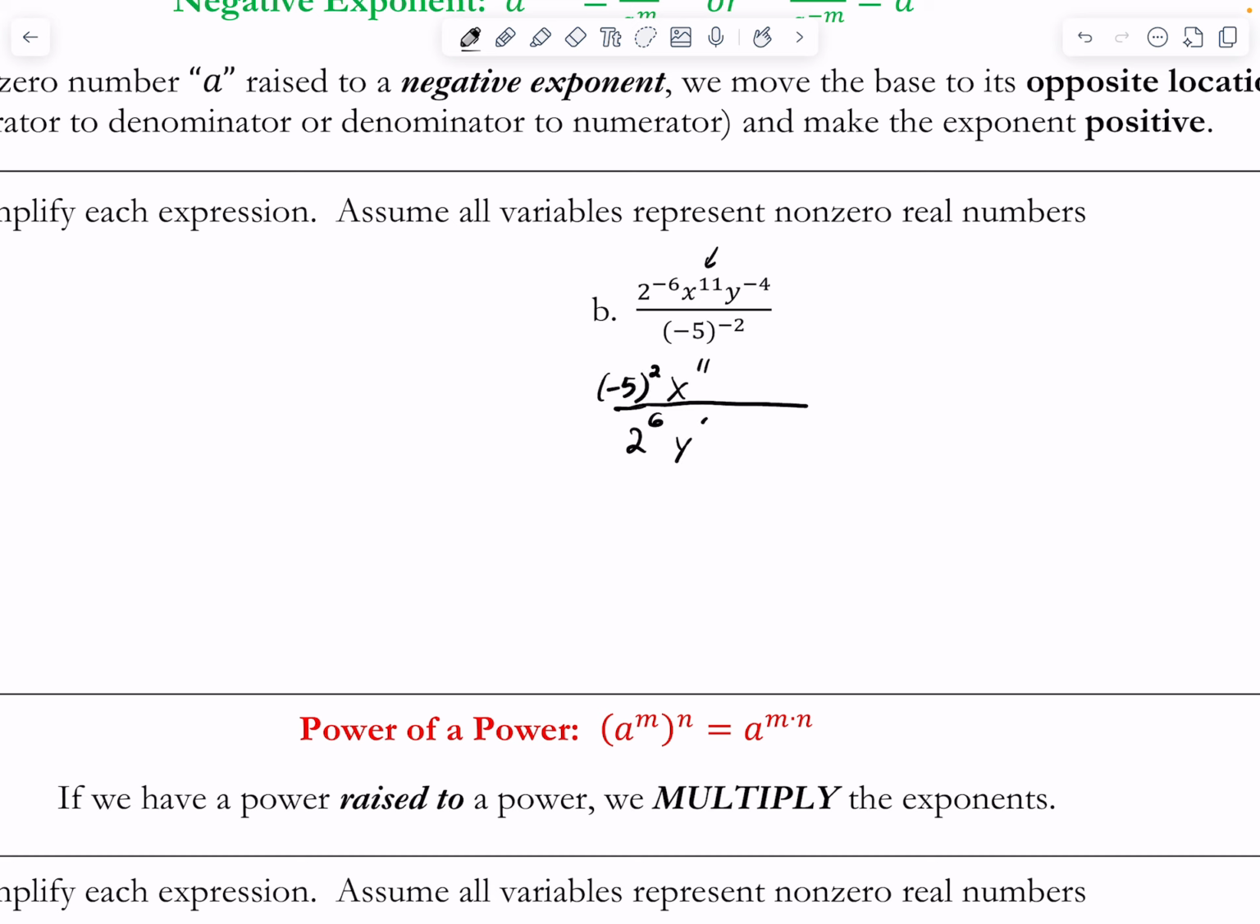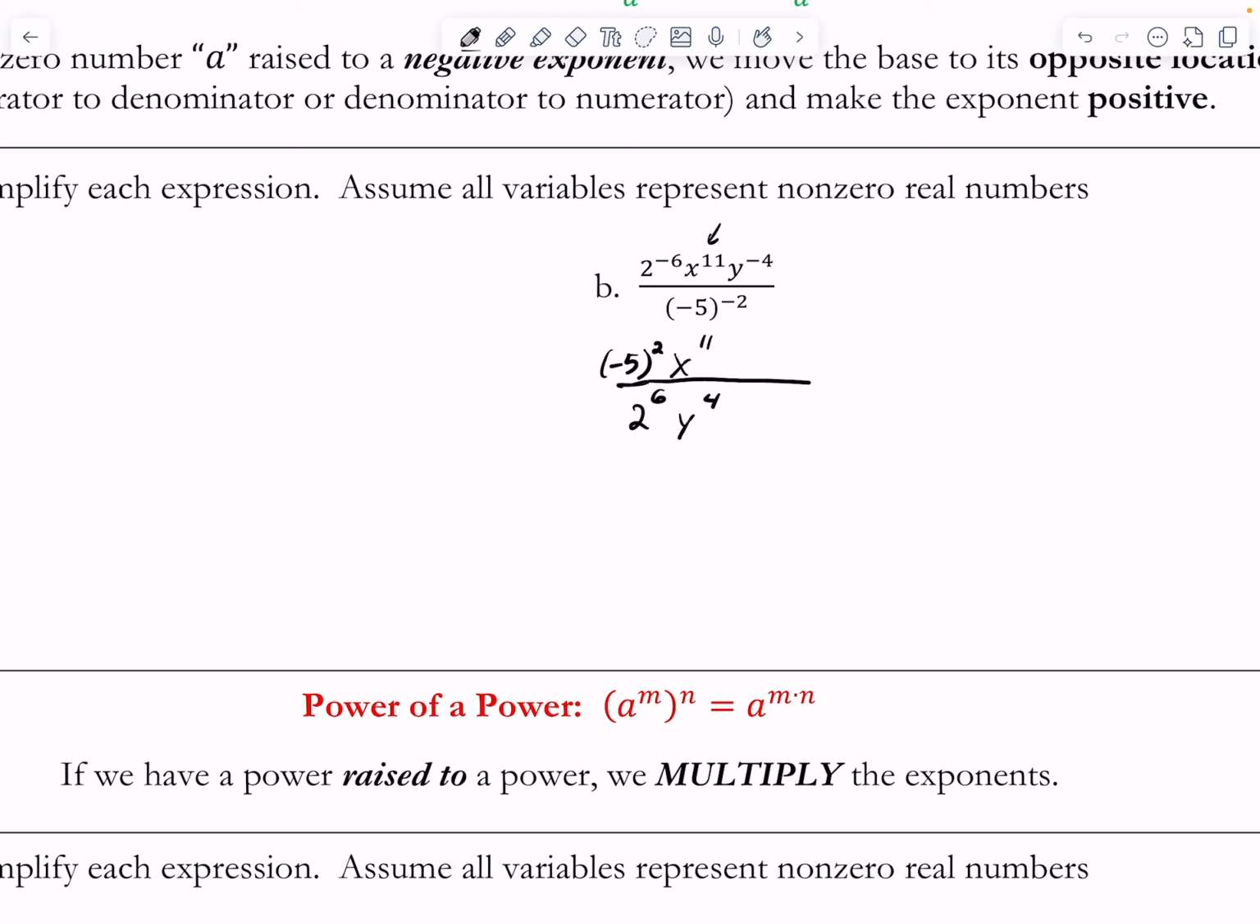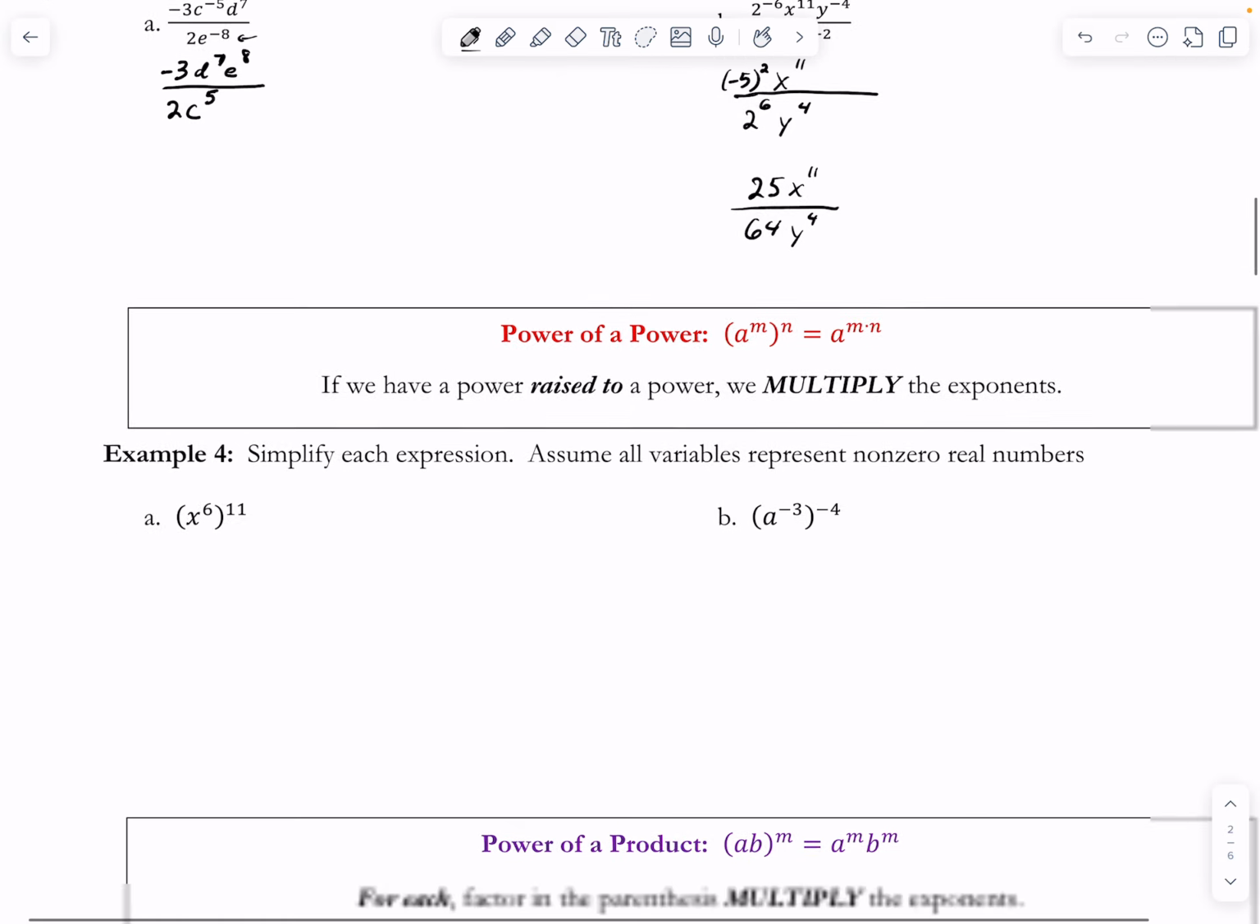And the y to the 4th power in the bottom, since I moved that one across. And go ahead and clean this up just a little bit. That's 25x to the 11th power over 2 to the 6th power. Let's see, that's going to be 64y to the 4th power. Okay? All right, power of a power rule.